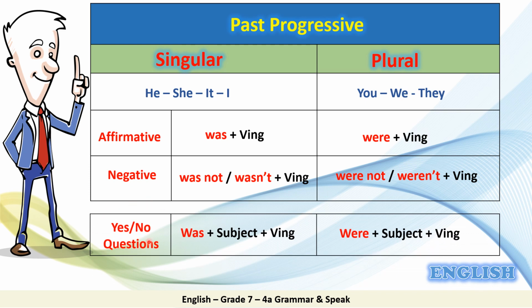For yes-no questions, we start with was, followed by the subject, and the subject is followed by the ing form of the verb for singular. While for plural, we start with were, followed by the subject, and the subject is followed by the ing form of the verb.